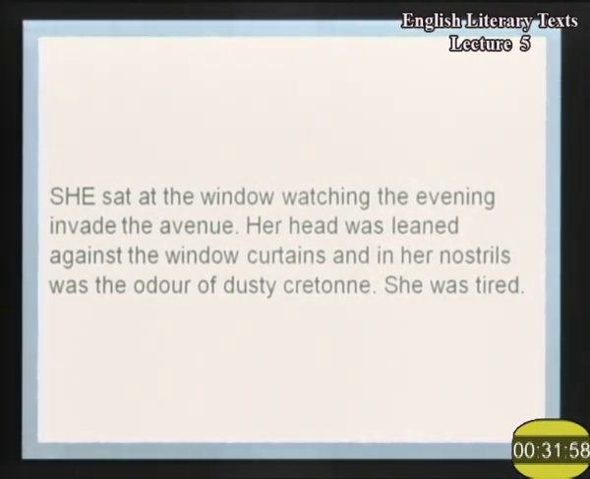"She sat at the window, watching the evening invade the avenue. Her head was leaned against the window curtains, and in her nostrils was the odor of dusty cretonne. She was tired." Now these lines tell us who the story is about and who is speaking to us. So we have a narrator speaking to us about a woman and placing her in a home quite poor, or at least not very rich, and then he starts describing what's outside the window. This is the exposition. That is, we know where we are, we know who we are speaking about, but we don't yet know what's the problem.